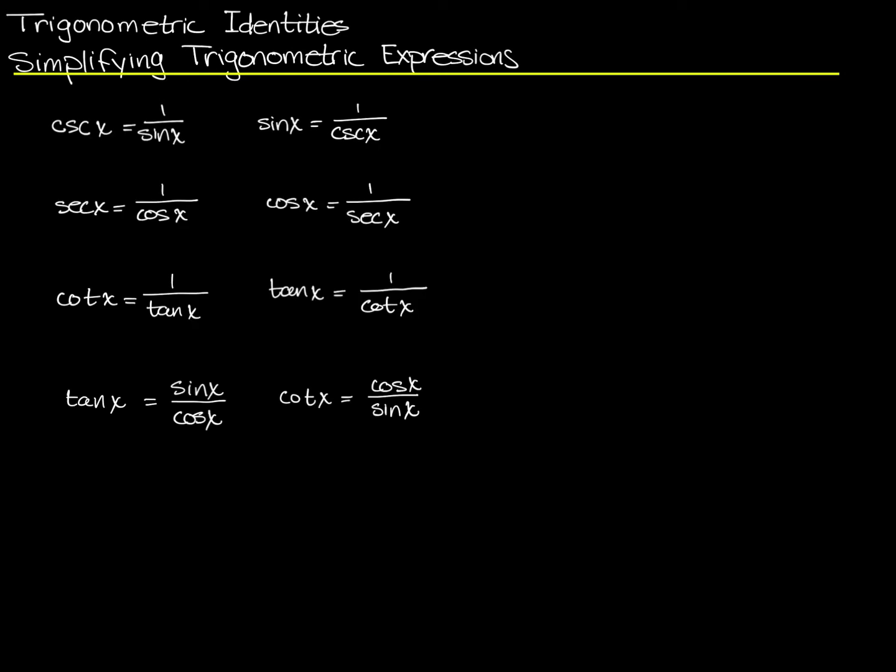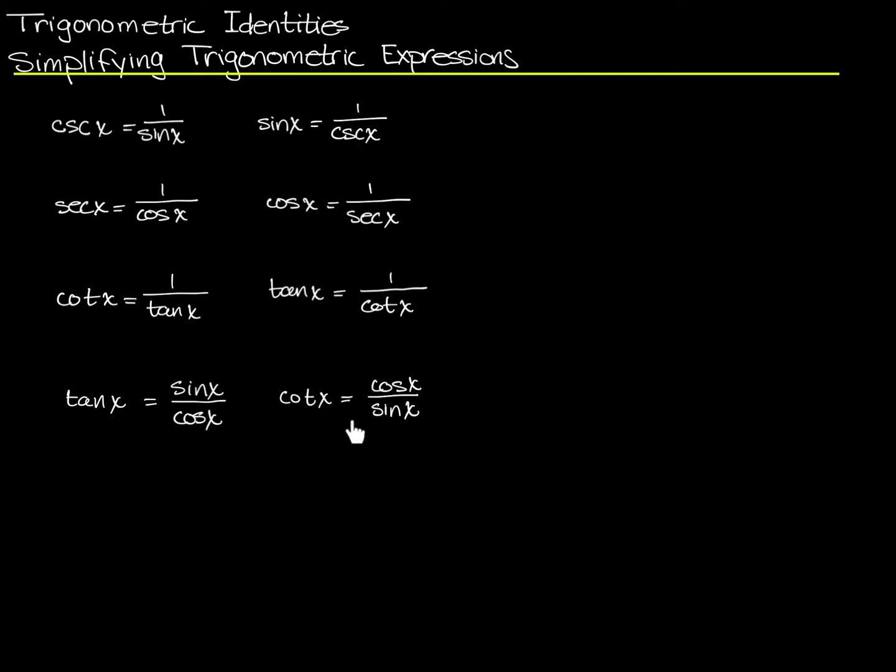To start with, we have the reciprocal identities. These should be pretty comfortable and familiar by now. The cosecant is 1 over the sine. If x is pi over 4, then the cosecant of pi over 4 can be found by taking the sine of pi over 4 and then finding its reciprocal. If cosecant is 1 over sine, then sine is 1 over cosecant, just by using a little bit of algebra.